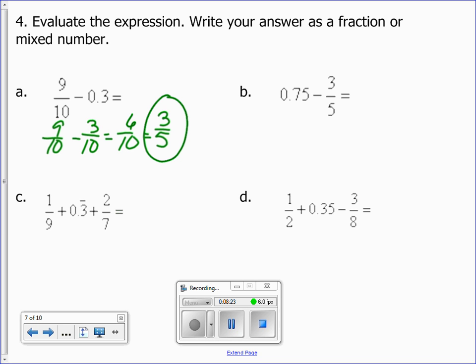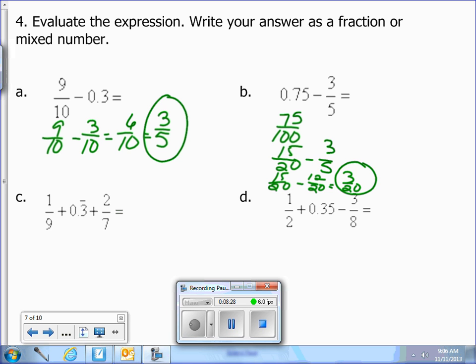Let's do B. I'm going to pause the video, let you do B, and come back and check the answer. So I changed 75 hundredths, reduced it to 15 over 20. Then I need to subtract 3/5, but I changed them to have a common denominator of 20. 15 20ths minus 12 over 20 equals 3 over 20.